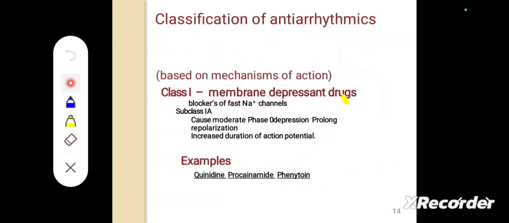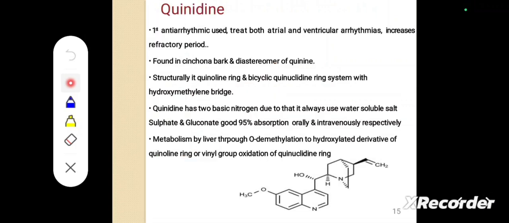Now we will understand the chemistry of each class and each drug one by one. Firstly, class 1, membrane depressing drugs, subclass class 1A. Examples: quinidine, procainamide, and disopyramide. These are the examples of class 1A. So look at them one by one.